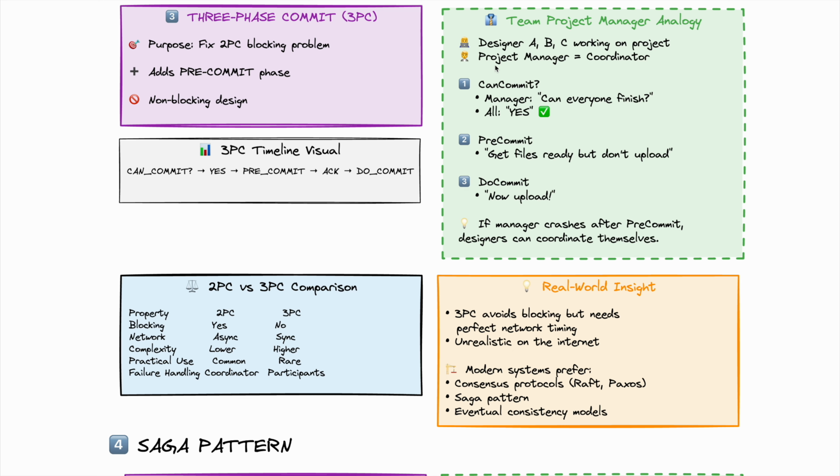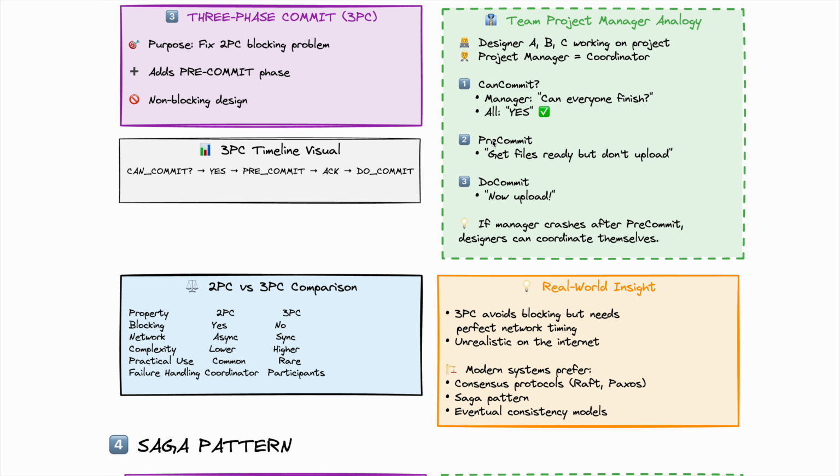For example, in this case, we have 3 phases here. Let's say that we have a team manager, a project manager, and a designer. So A, B, C, they are working on the same project. The first phase for the 3PC is, unlike the 2PC, we have 3 phases here. First, the manager sends the can-commit message. So the coordinator sends can-commit and all participants respond yes.